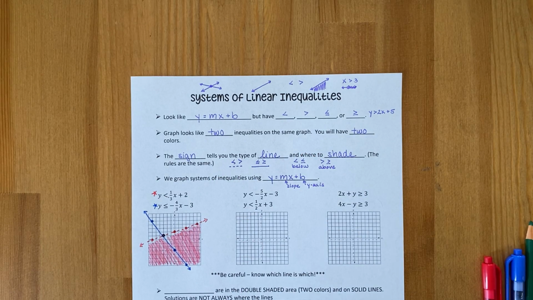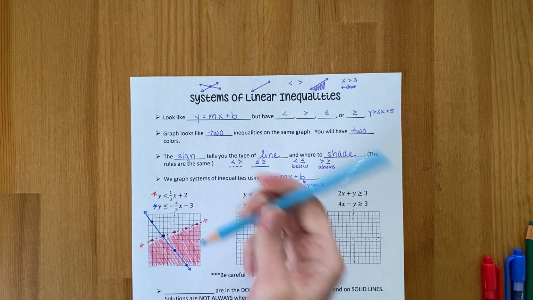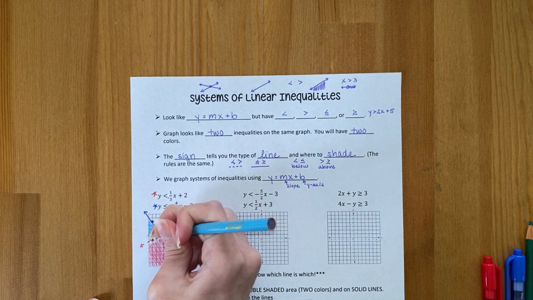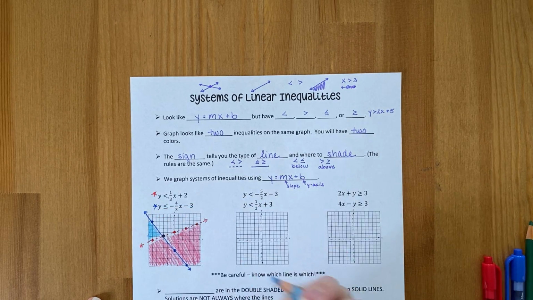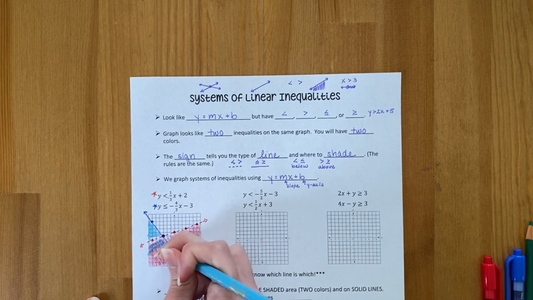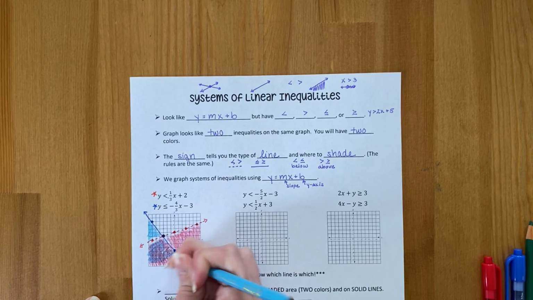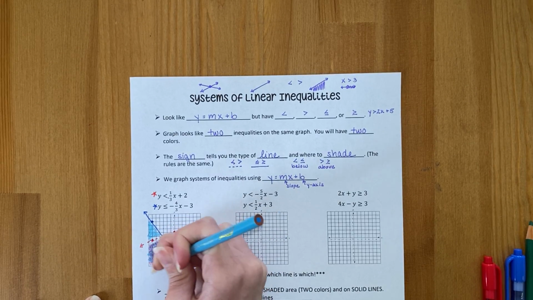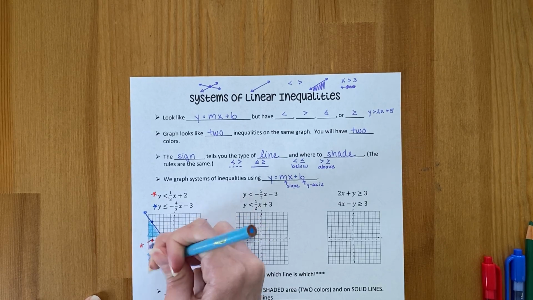All right, for my blue line, it looks like we're also shading below the blue line. So one of those sections should end up with two colors. So here's one section that's below the blue line, and then this section down here that already has red shading in it is also going to be below the blue line and get some of that blue shading.